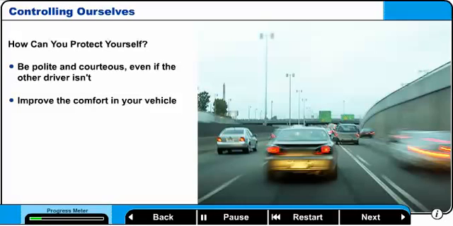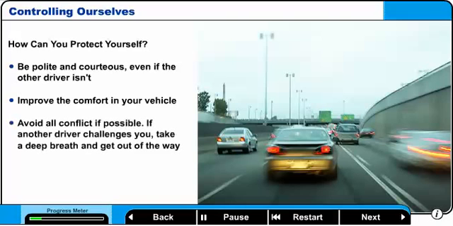Make sure your vehicle is comfortable. You are less likely to be irritable yourself if you are comfortable. And avoid all conflict if possible. If another driver challenges you, take a deep breath and just get out of the way.